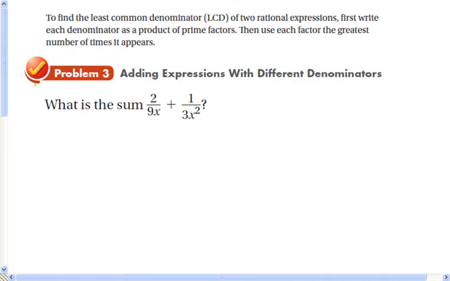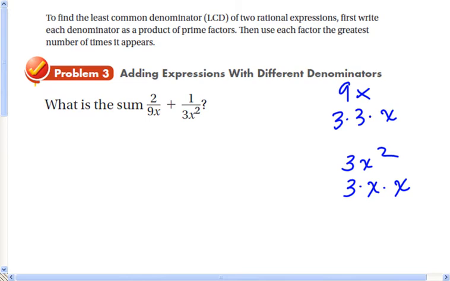Alright, to find the least common denominator of two rational expressions, first write each denominator as a product of prime factors, then use each factor the greatest number of times it appears. So what we're talking about is 9x has the factors 3, 3, and x, and 3x squared has the factors 3, x, and x. So we need a factor of 3, and we need it twice to handle 9x, then we need a factor of x, and we need it twice to handle x squared, so we need 3 times 3 times x squared, which equals 9x squared to be our common denominator.